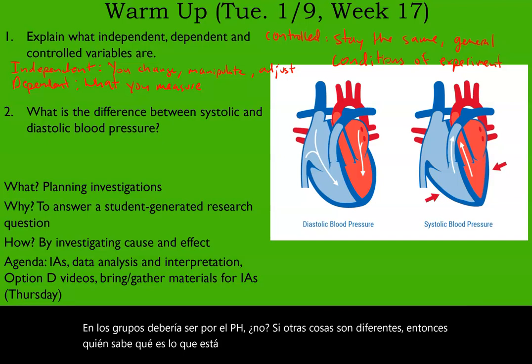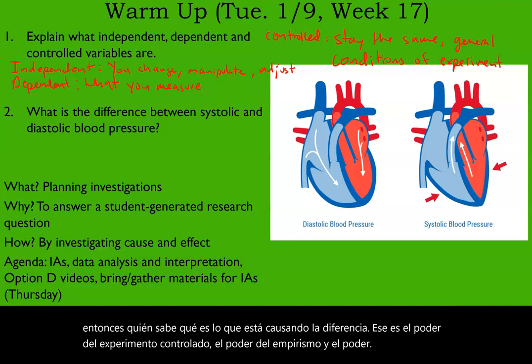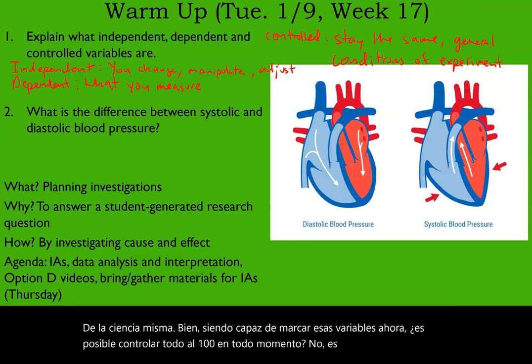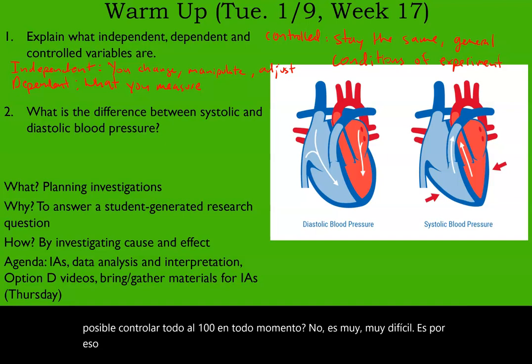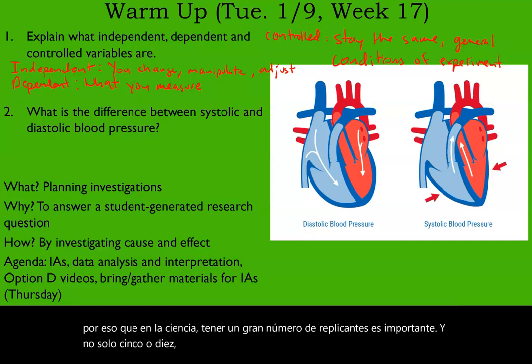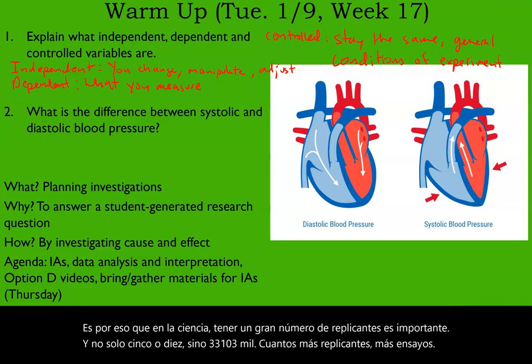That's the power of the controlled experiment, the power of empiricism, the power of science itself. Okay, being able to get those variables dialed in. Now, is it possible to 100% control everything at all times? No, it's very, very difficult. That's why in science, having large numbers of replicants is important, and not just 5 or 10, but 30, 300, 3,000. The more replicants, the more trials, the more those variables even out.